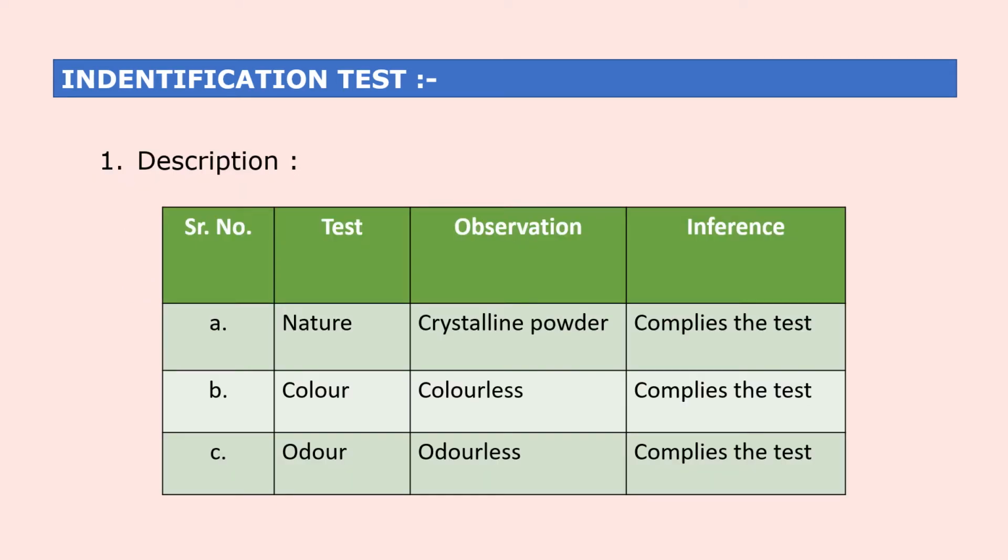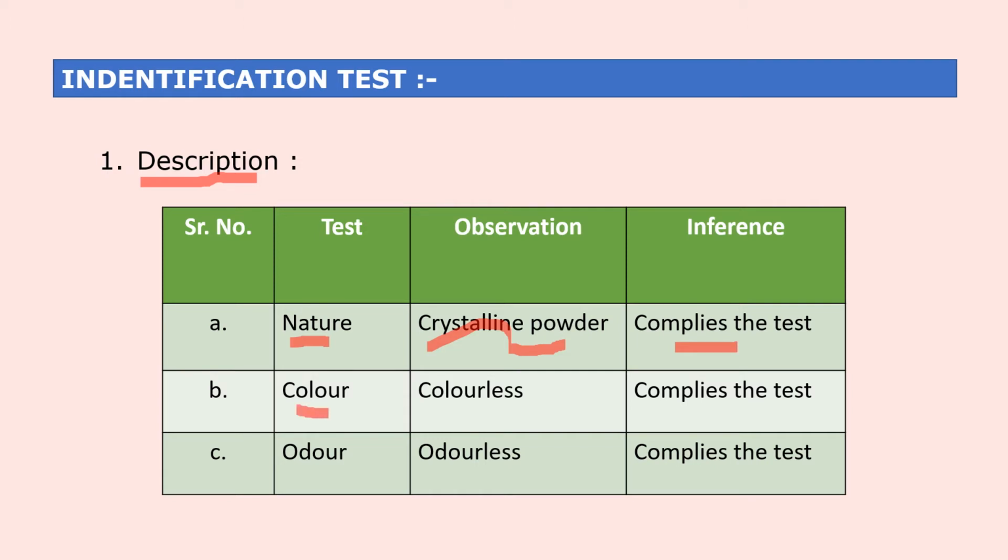Now the first one, that is description. Now as per IP 1996, nature of aspirin is crystalline powder. Yes, I have identified that it is crystalline powder. Therefore, in the inference I have written complies the test.